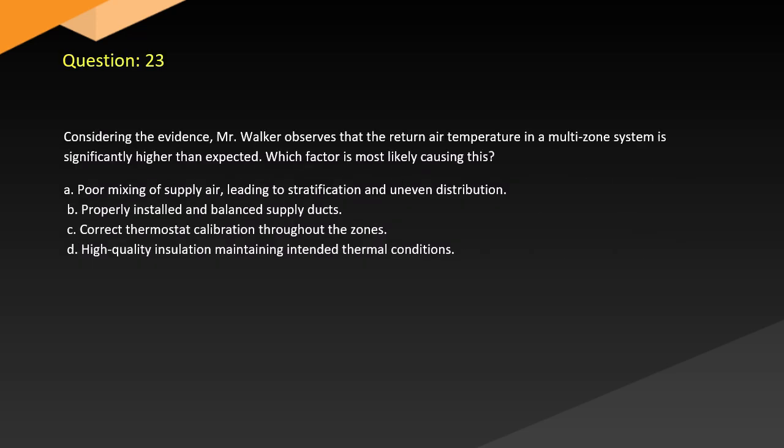Question 23. Considering the evidence, Mr. Walker observes that the return air temperature in a multi-zone system is significantly higher than expected. Which factor is most likely causing this? A. Poor mixing of supply air, leading to stratification and uneven distribution. B. Properly installed and balanced supply ducts. C. Correct thermostat calibration throughout the zones. D. High quality insulation maintaining intended thermal conditions.